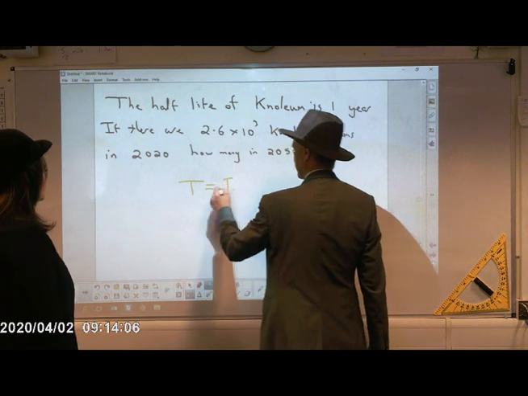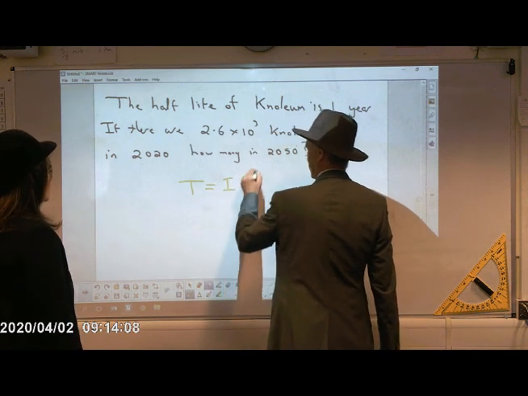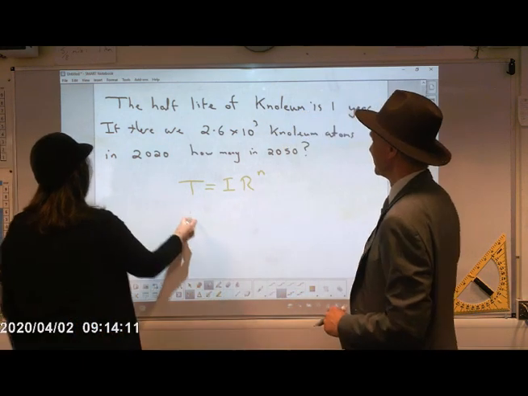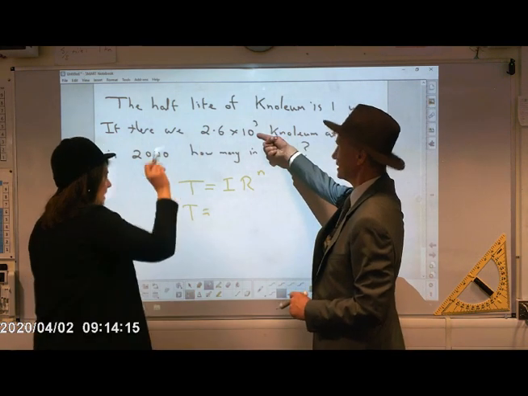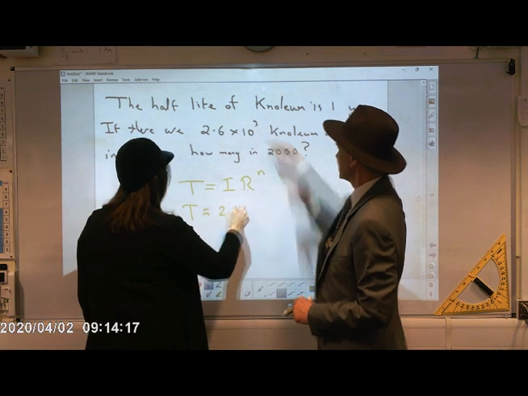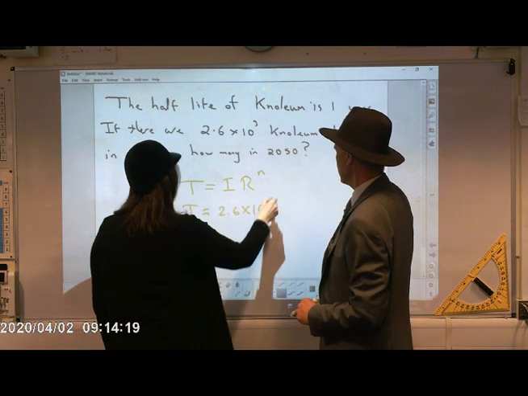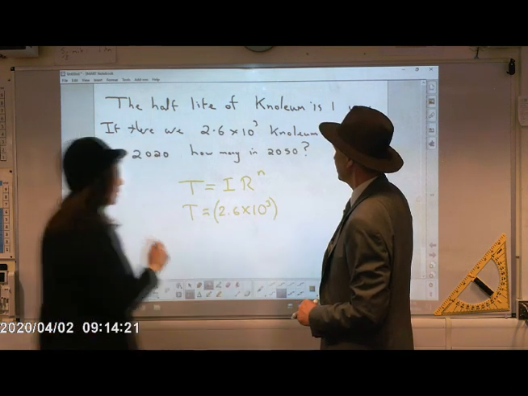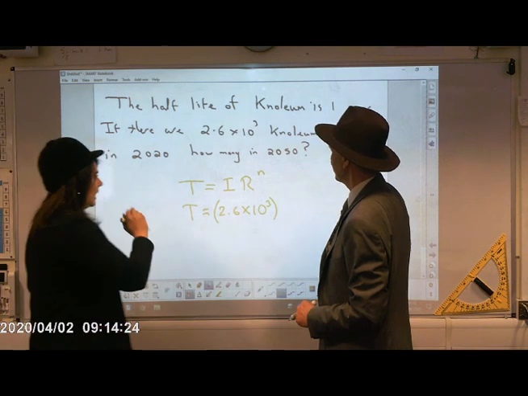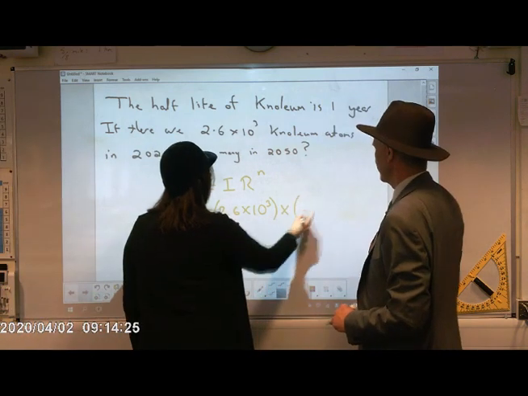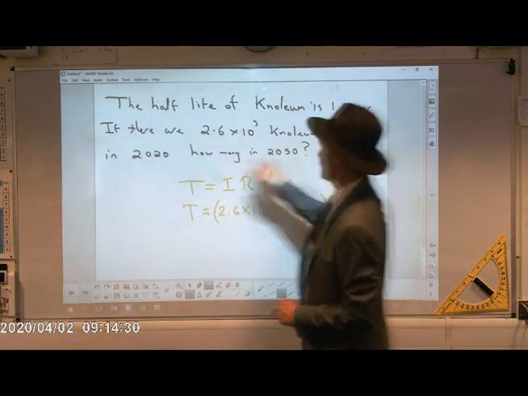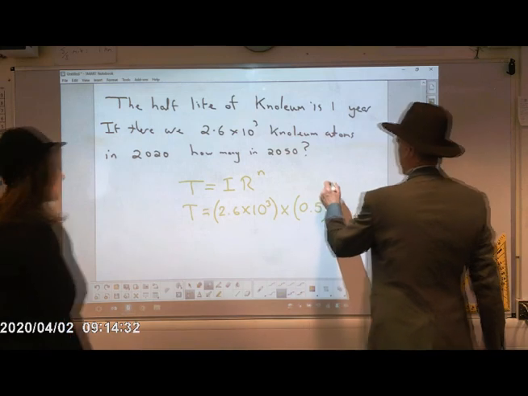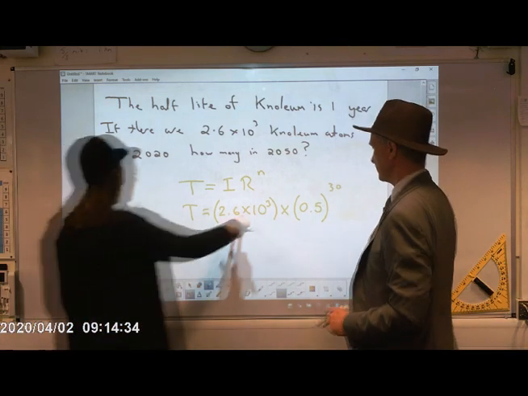I'm going to use the same process. Total is what we're looking for. The initial amount is this very big number in standard form. You can put that in your calculator, or you could convert it, it's completely up to you. If you're going to put it in your calculator, I would suggest putting it in a bracket, times by 0.5 to the power of the number of years. I've got 30 years there. Now, you could convert this number if you wanted to.